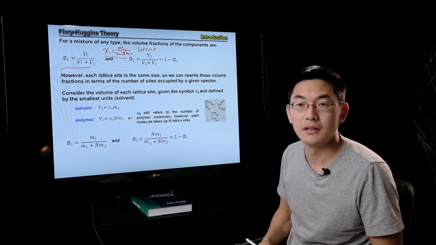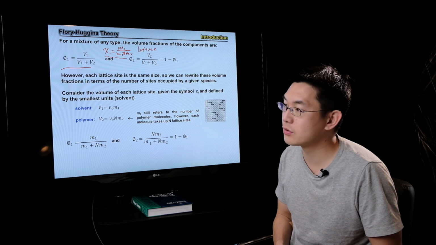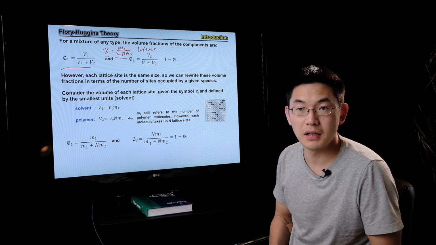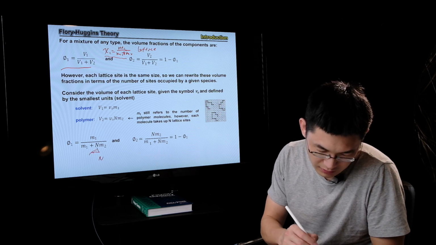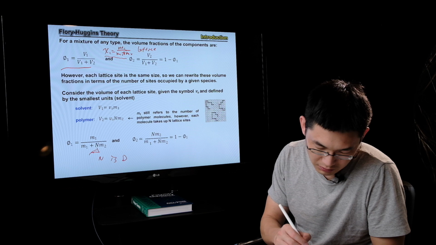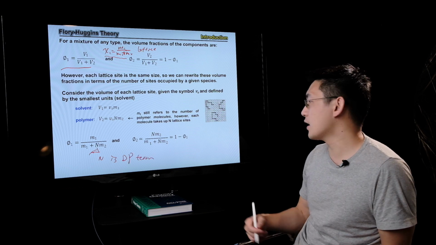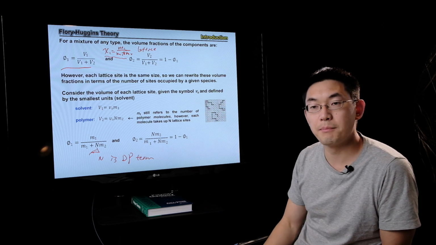Here, M1 is just the number of solvents. M2 is the number of polymers, because each polymer is big, so that's why you would see this. N is the degree of polymerization term. Okay, so if you know this, then the volume fraction phi 2 is the polymer.